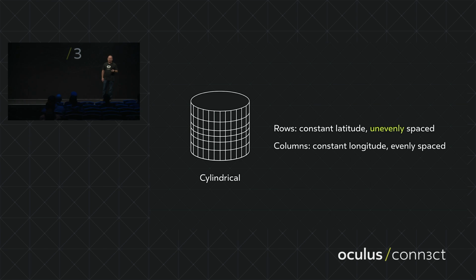It's constant latitude, but they're unevenly spaced, and the evenness of the spacing is basically that in the vertical slice, it's just like planar projection. And then the horizontal slice, it's just equal angles. So longitudes continue to be spaced evenly, and they're constant longitude lines vertically.